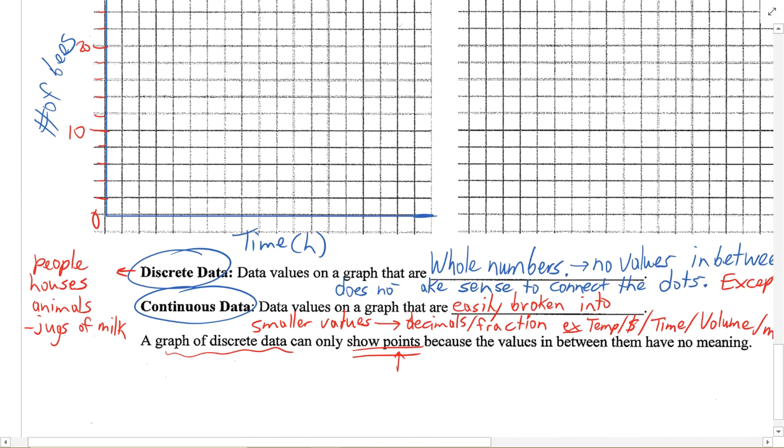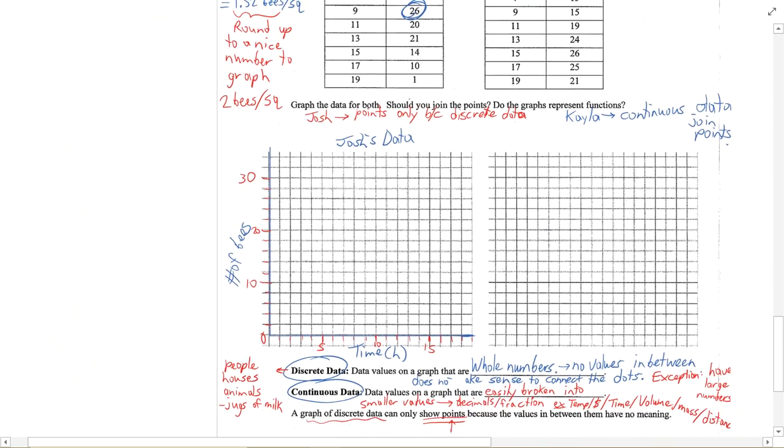So again, I'm not going to list each one. Let's go 0, 1, 2, 3, 4, 5, 6, 7, 8, 9, 10, 11, 12, 13, 14, 15, and then 16, 17, 18, 19. So now I'm going to graph my points.